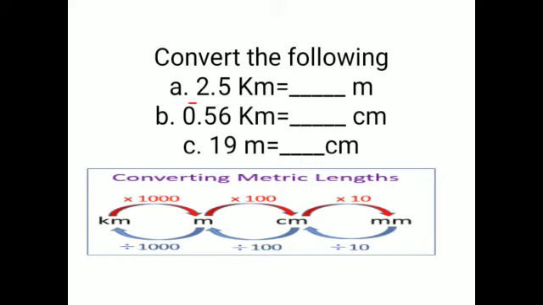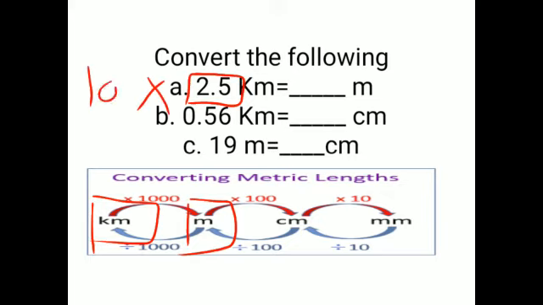Suppose we are having 2.5 kilometer. You know kilometer is the bigger unit. It comes here, and meter comes second. So they are related by the 1000 figure, 10 raised to the power 3. So converting kilometer into meter, we will be multiplying here with 1000. Clear? You practice it.